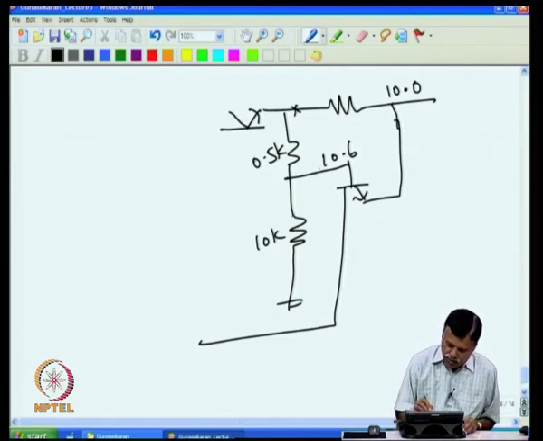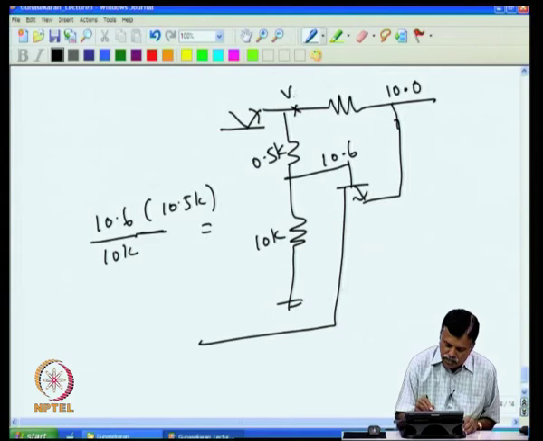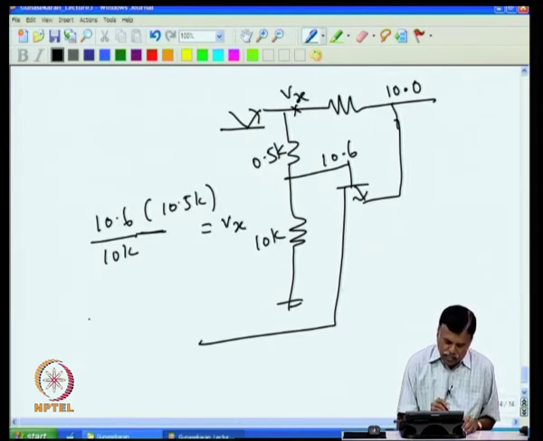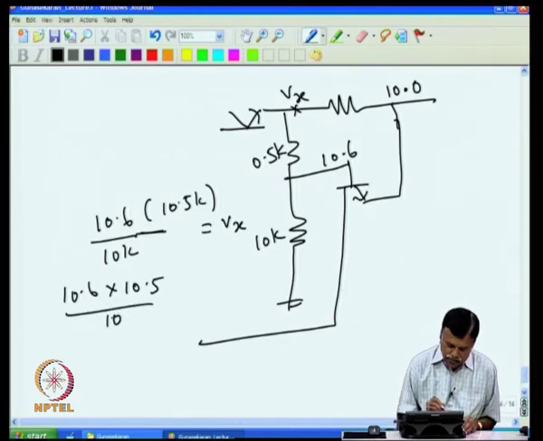So, the voltage across this, if I take, that is 10.6. So, you have 10.6 divided by 10K into 10.5K, that is the voltage, that is Vx. So, if you calculate this, that comes 10.6 into 10.5 divided by 10.